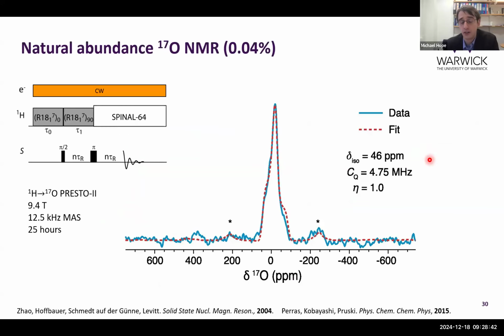That said, we can still use this enhancement to measure natural abundance oxygen now. So again, around 0.04%. Here we're taking the proton polarization, which is relayed through our sample, and then transferring it to oxygen using a PRESTO sequence. And then this is the oxygen spectrum recorded in about a day. Given the enhancement of around 9, this would take 80 days to get comparable signal to noise without DNP. So this is already of use. We get a nice second order quadrupolar line shape, and we can fit that to extract the shift and the quadrupolar coupling parameters.